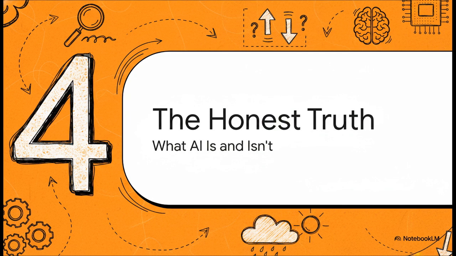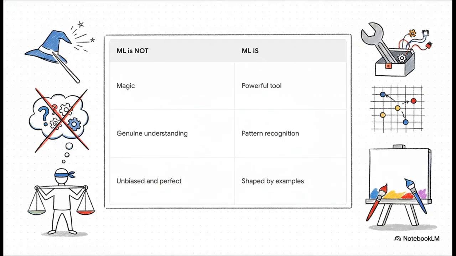Which brings us to our final part. Section 4, the honest truth. Look, distinguishing the myth from the reality is where true expertise really starts. Machine learning is not magic, all right? It's simply a remarkably powerful tool for solving messy real-world problems. It absolutely does not possess genuine human understanding. It's just extraordinarily sophisticated pattern recognition. And it is certainly not unbiased or perfect. Because it learns entirely from examples, it's completely shaped by whatever data it's fed. If the dataset leans a certain way, you better believe the machine's parameters are going to reflect those exact biases.